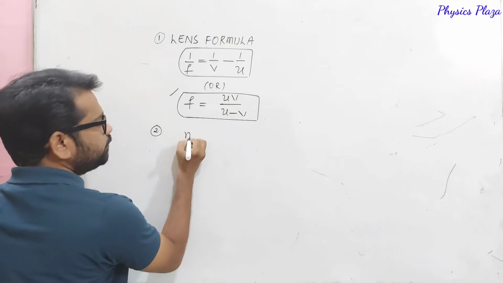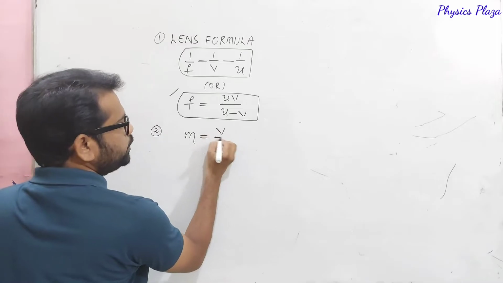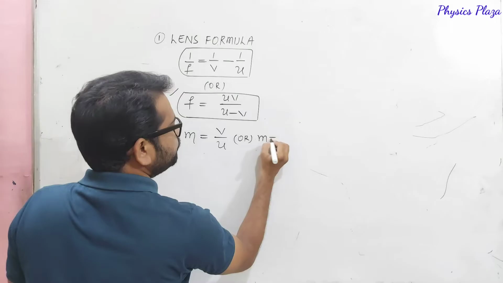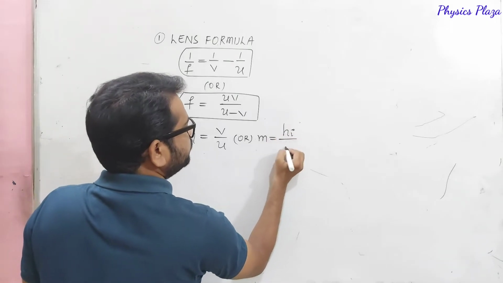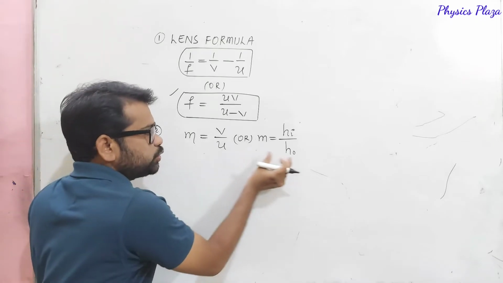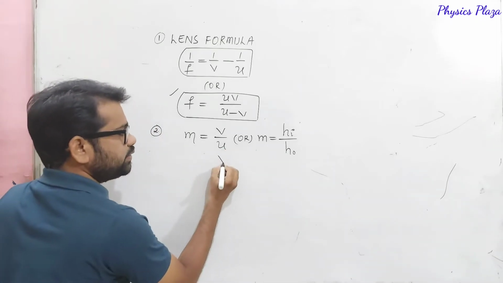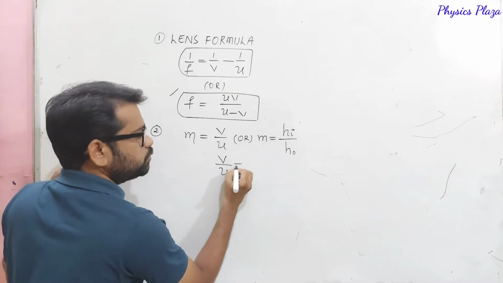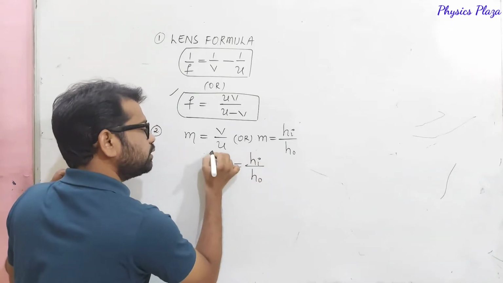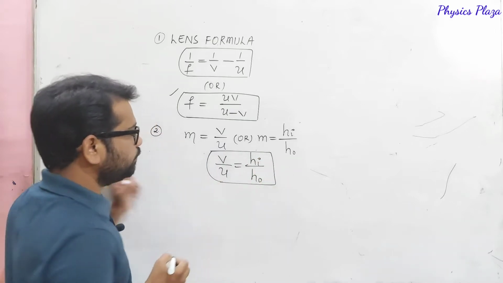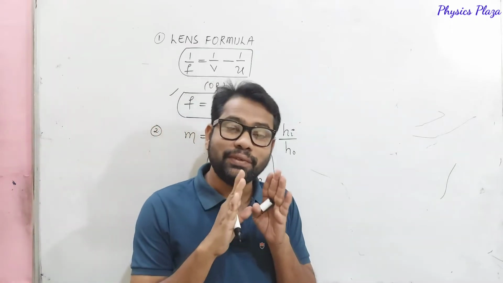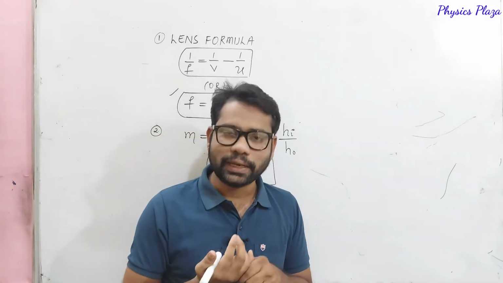Linear magnification m can be written as v by u, or m is equal to image height by object height. We can equate these two also, and in most cases we use this: v by u is equal to hi by h naught. Here four variables are there: v, u, hi, h naught. Out of these four, if any three are given, the fourth one we can calculate.